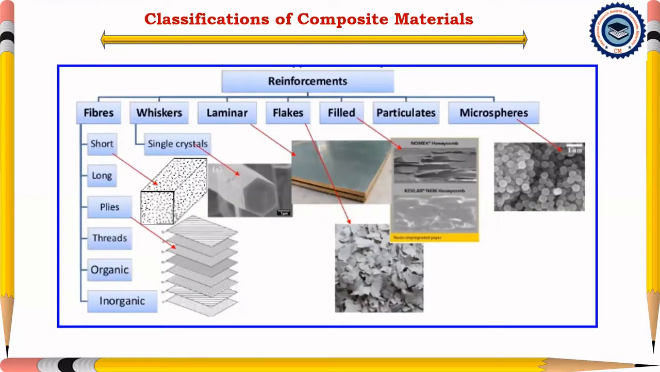So what are the main classifications of composite materials? According to reinforcement, composites can be classified into 7 types. First one, fibers. Second one, viscous. Third one, laminar. Fourth one, flakes. Fifth one, filled. Sixth one, particulates. And seventh one, microspheres. The fibers can be classified into 6 different types: short fiber, long fiber, plies fiber, threads, and organic as well as inorganic. According to the reinforcements, the different types of diagrams are shown in this slide.